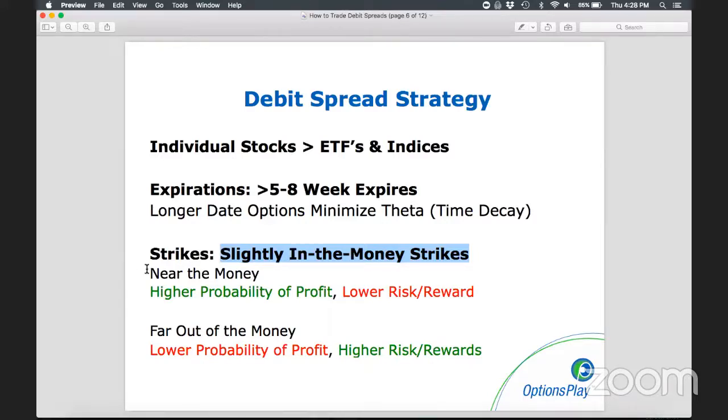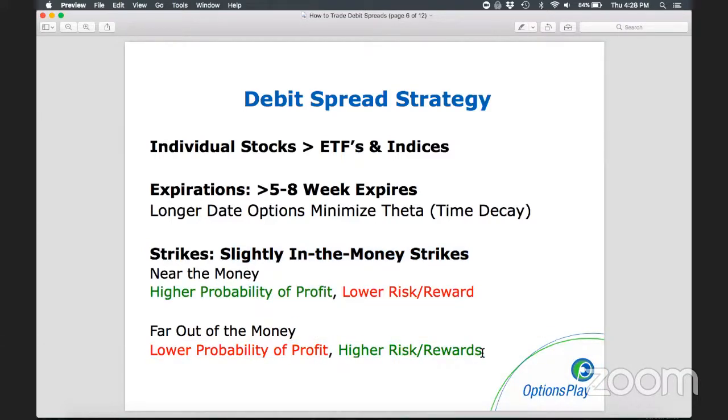So on a debit spread, when you're trading near the money options, so calls or puts that are near the current price, these types of debit spreads typically have a higher probability of profit and a slightly lower risk to reward. Versus you can also buy a debit spread with a far out of the money call option. So you don't have to just buy an at the money or near the money. You can buy an out of the money debit spread as well. And these strategies will have a lower probability of profit, but higher risk to reward.